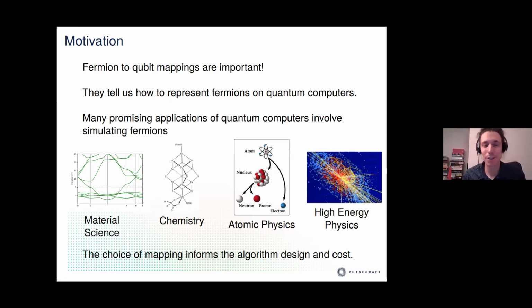For example, in material science and chemistry, the behavior of these systems involves the behavior of electrons, which are fermions. Similarly, in atomic physics, the constituent parts of the atom are fermions. And in high energy physics, although I don't know a lot about it, I think I can say confidently that these little loop-de-loops are fermions, and there may be some application to quantum computers there. One important thing about these mappings from fermions to qubits is that they inform the algorithm design and the cost of your algorithm. So it's important to consider your options.